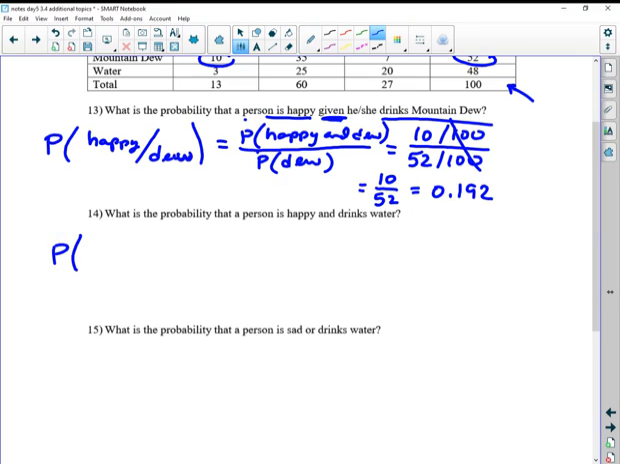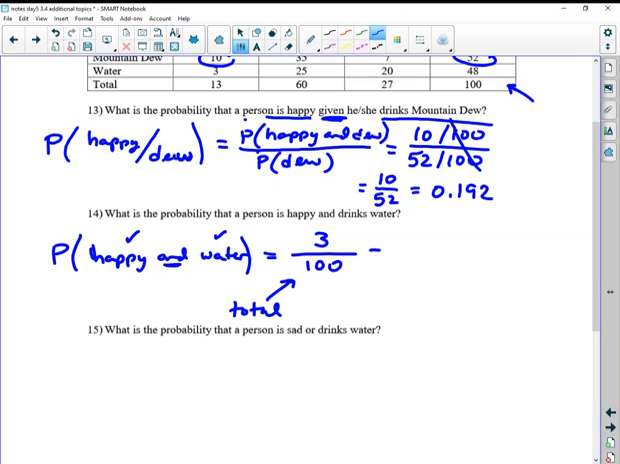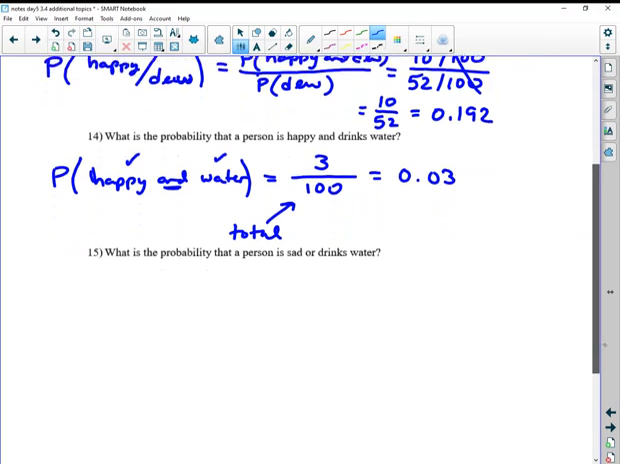This is review, and that's why you have a review mini quiz to make sure that you can, because this is a different problem, happy and water, but it's different. It's not a conditional situation like above. You got to be able to distinguish the language, and so we're going to be looking out of the total, we want people who are happy and drinking water. So there are 3 of them out of the 100. And so that's in the last problem.